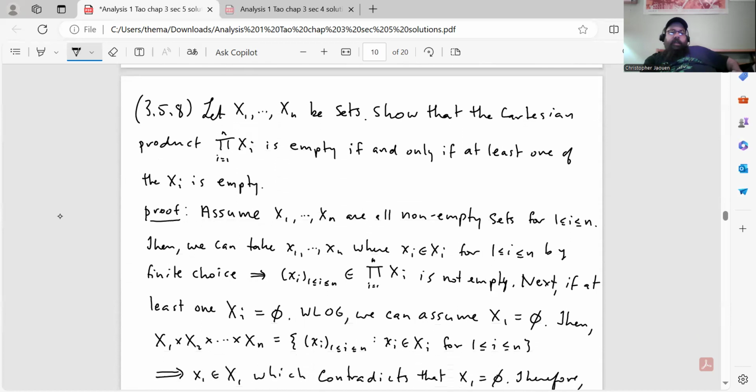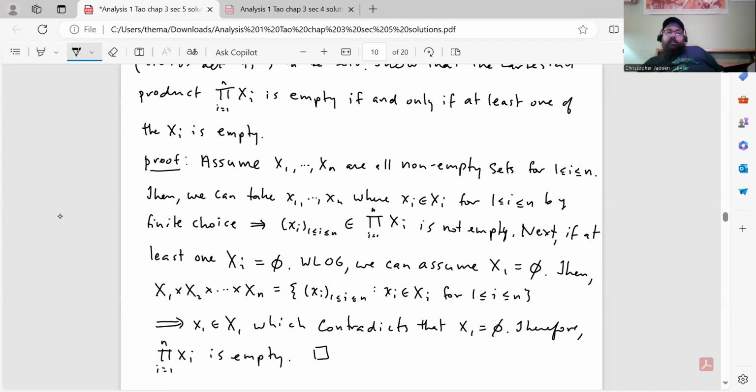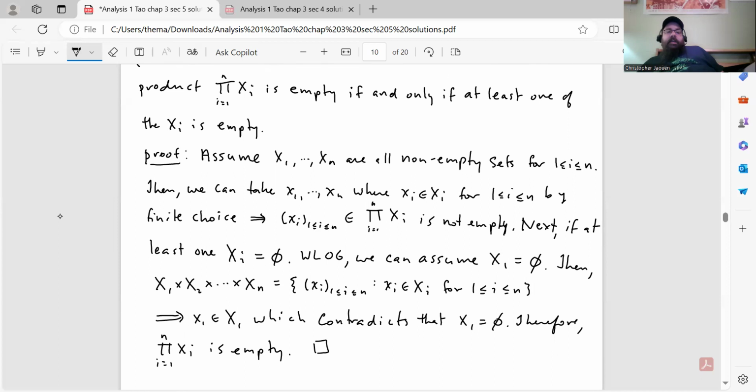Okay, 3.5.8. Let X_1 through X_n be sets. Show that the Cartesian product of the X_i, where i goes from 1 to n, is empty if and only if at least one of the X_i is empty. So assume that X_1 through X_n are all non-empty sets. Then we can take x_i in X_i for i between 1 and n by finite choice, which is Lemma 3.5.11, I think. That implies that the sequence (x_i) is an element of the Cartesian product, which is therefore not empty, because there's something in it.